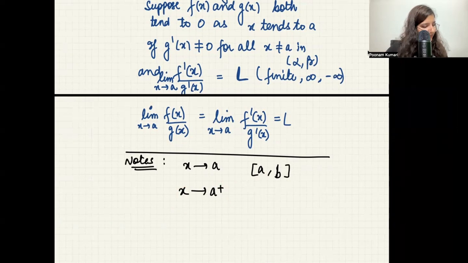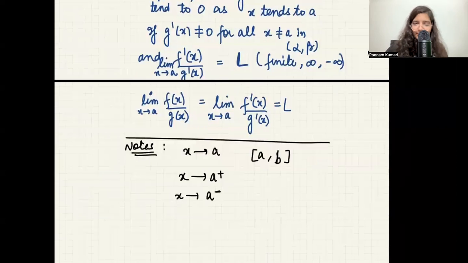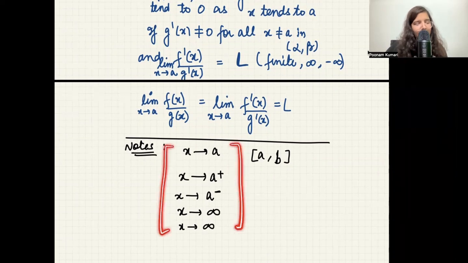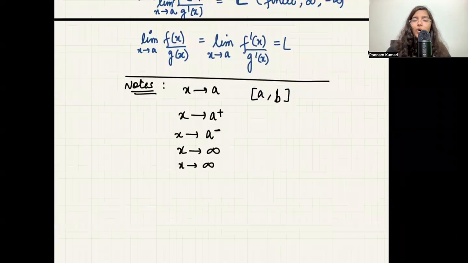Okay. This is applicable when you're trying to figure out left hand limit also. This is applicable when you're trying to figure out limit as x is tending to infinity also, as x is tending to negative infinity also. So L'Hopital's rule is very general. It can be applied in multiple situations. Okay. Along with that, what more can you do using L'Hopital's rule?